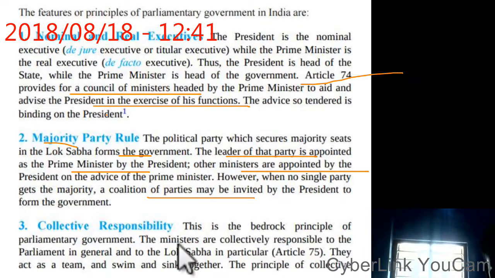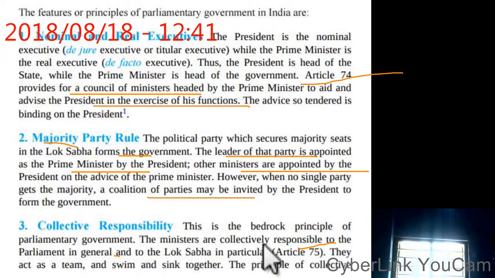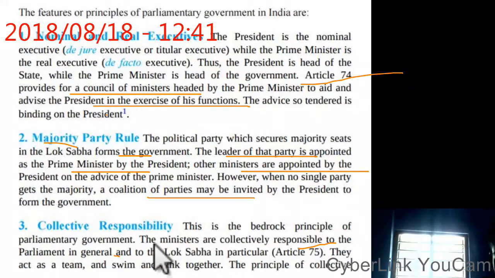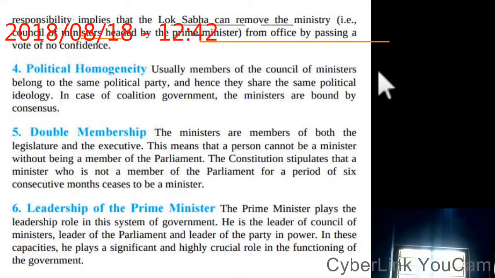This is the bedrock principle of parliamentary government. The ministers are collectively responsible to the Parliament in general and to the Lok Sabha in particular, Article 75. They act as a team and sink and swim together. The principle of collective responsibility implies that the Lok Sabha can remove the ministry, that is the Council of Ministers headed by the Prime Minister, from office by passing a vote of no confidence.